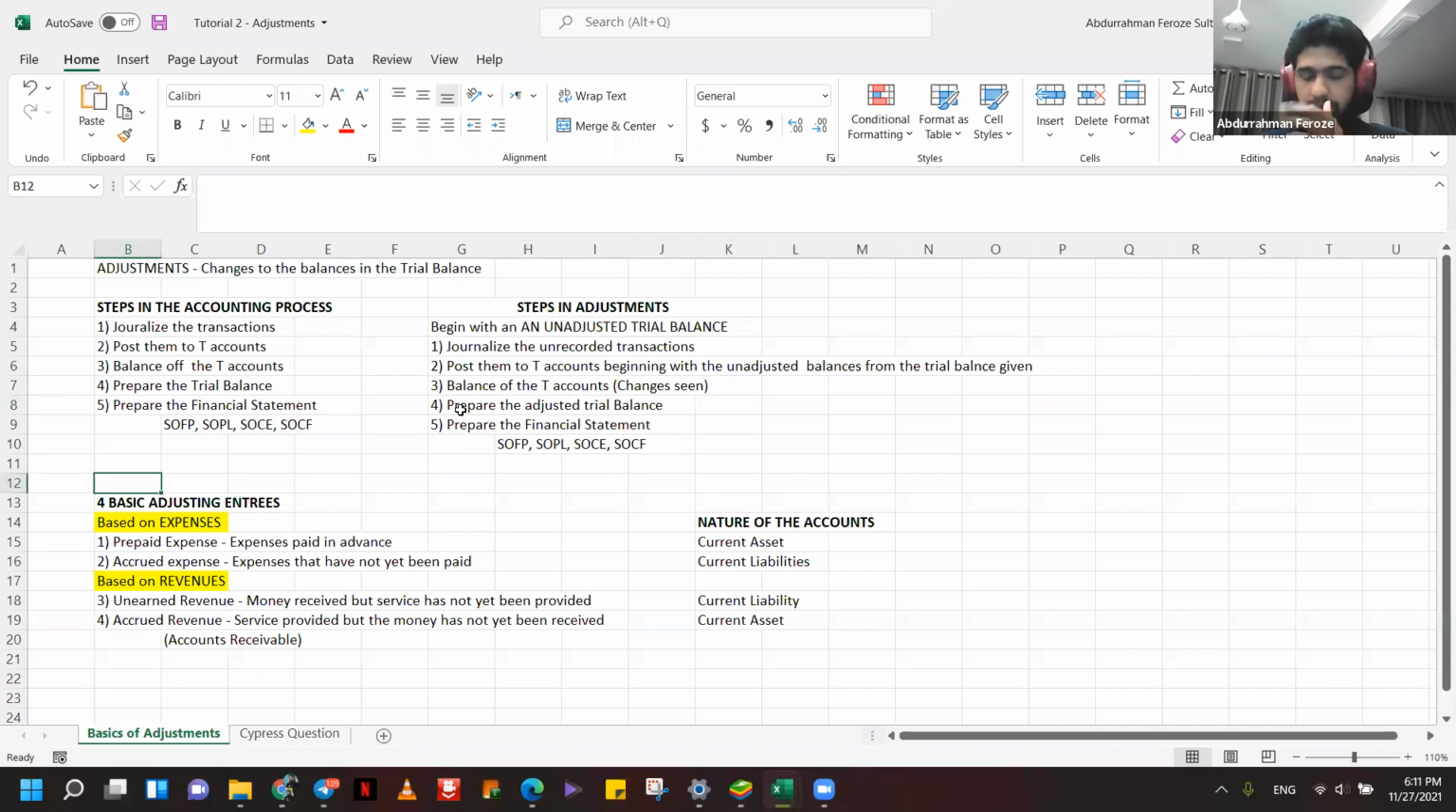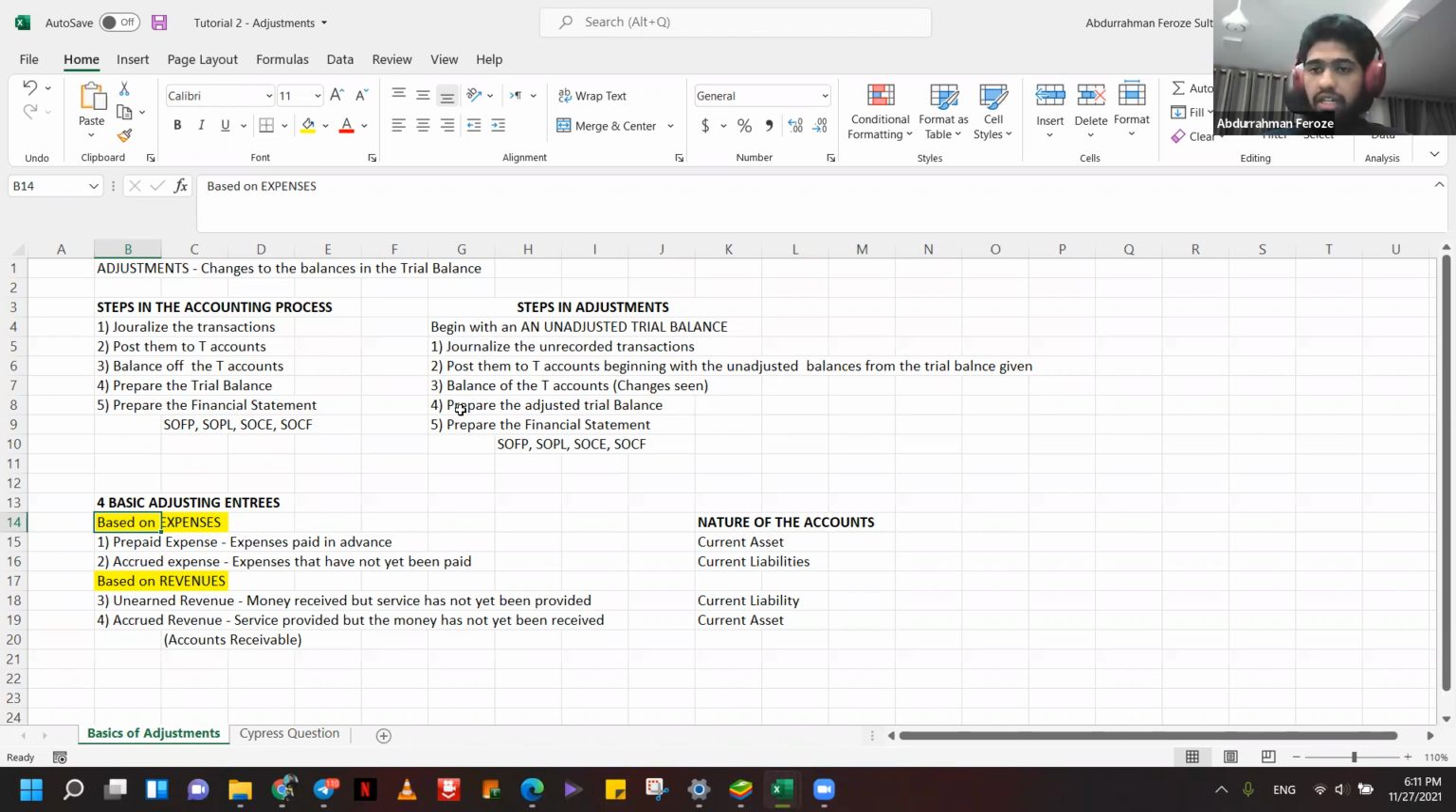So generally speaking, most adjustments come under this, which is there are two adjustments that generally come under expenses, which is prepaid expenses and accrued expenses. And lastly, you have 2 adjustments based on revenues, which is unearned revenue and accrued revenue. So almost all the adjustments that you will come across will typically fall under these.